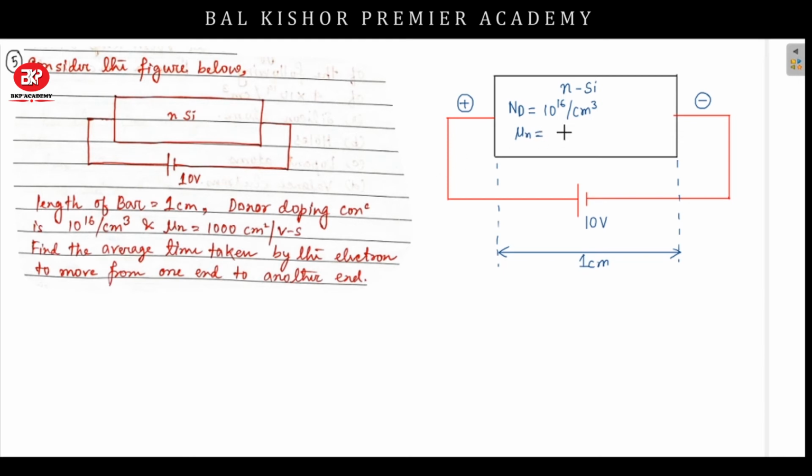Mu n value is given by 1000 centimeter square per volt second. We have to find the average time taken by the electrons to move from one end to the another end. So the electrons will now, ये n टाइप सेमीकंडक्टर है.